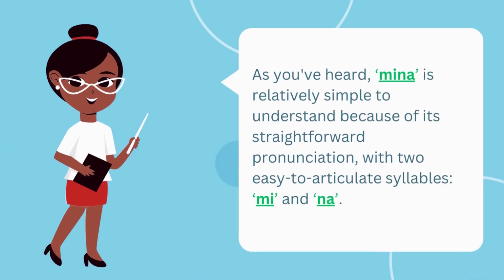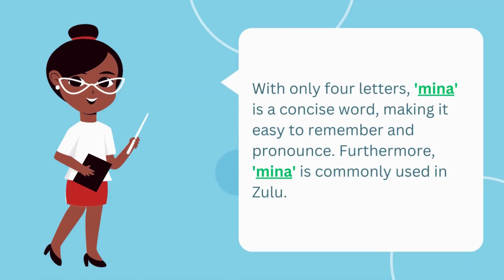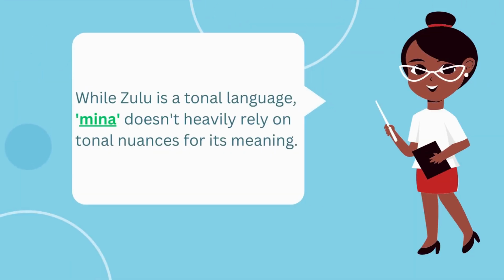As you've heard, mina is relatively simple to understand because of its straightforward pronunciation with two easy-to-articulate syllables, min and na. Did you notice there's a cross-cultural similarity with English speakers? For example, can you recognize the similarity between mina and the English word me? This common concept of self or I is shared across many languages, making it easier to grasp the meaning of mina. With only 4 letters, mina is a concise word, making it easy to remember and pronounce. Furthermore, mina is commonly used in Zulu. While Zulu is a tonal language, mina doesn't heavily rely on tonal nuances for its meaning.